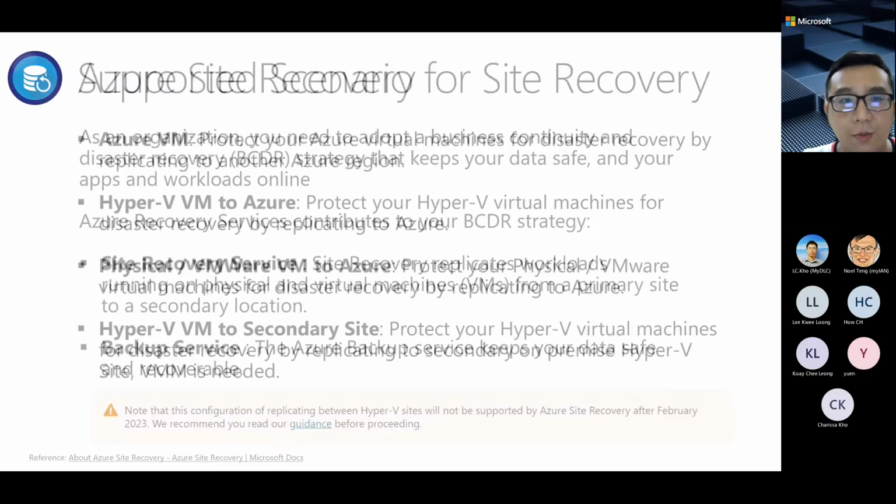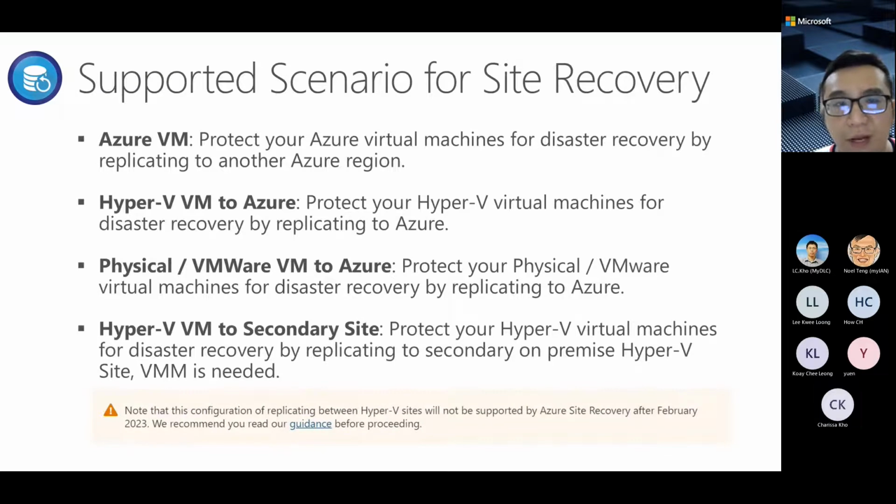Okay, so for Azure Site Recovery, we have 4 scenarios, which are considered supported scenarios. The first is the Azure VM. The second is a Hyper-V VM. You replicate to Azure and recover at the Azure site. The third one is a physical server or VMware VM to the Azure site. The fourth is the Hyper-V VM, which recovers to the secondary site.